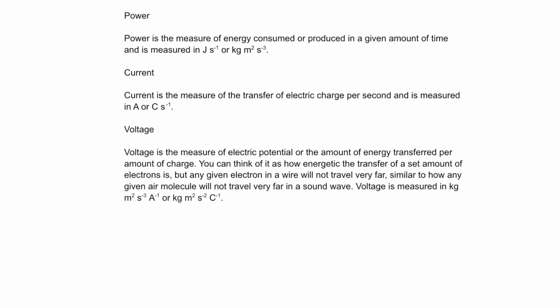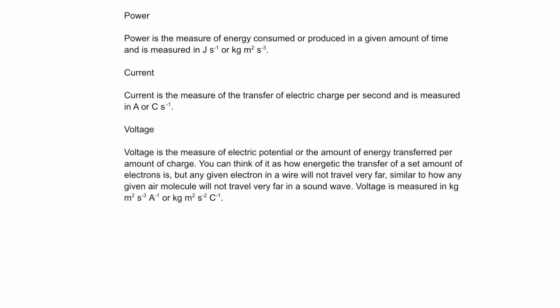Current is the measure of transfer of electric charge per second and is measured in ampere or coulombs per second. Coulomb is just equivalent to 6.242 times 10 to the 18 electron charges. And current is never negative or positive because it's just the same amount of charge is always there, regardless of which side you use.